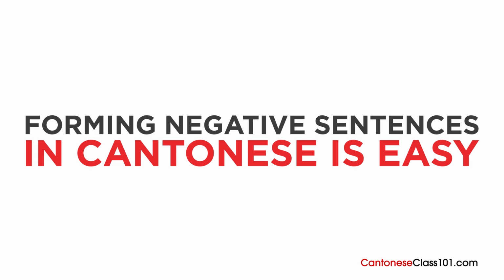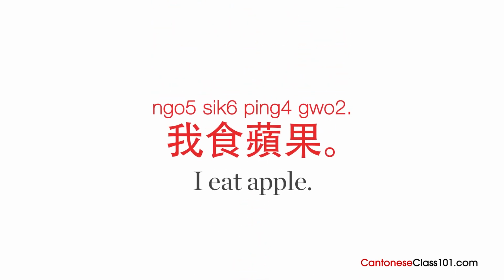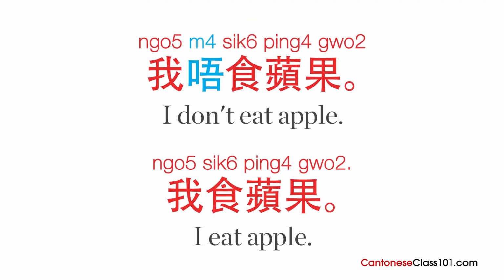Forming negative sentences in Cantonese is easy. In most cases, we just need to add the character for no or negation in front of the verb. Jinho, can you give us some examples? Of course. Let's use the sentence I eat apple. 我食蘋果. For example, to make it negative, just add 唔 in front of the verb 食, eat. 我唔食蘋果. I don't eat apple.